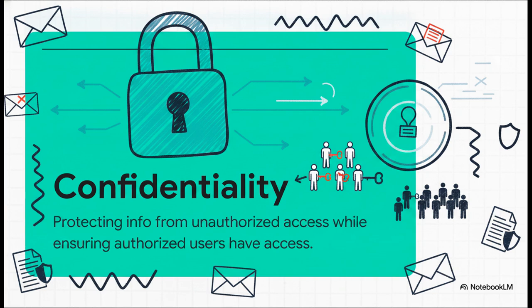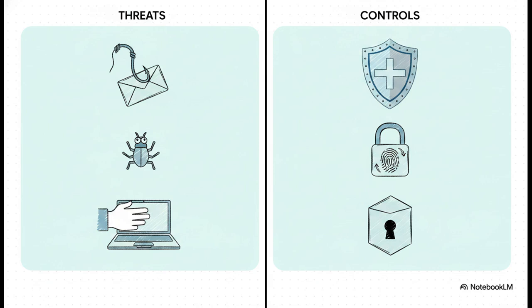Let's start with the C in the triad, confidentiality. This is all about protecting information from unauthorized access, disclosure, copying, or distribution, while still making sure authorized users can actually get to it. We're talking about keeping highly sensitive data, stuff like medical records, military intelligence, and trade secrets, strictly private. Because a breach in confidentiality doesn't just mean a secret got out. No, it can lead to devastating identity theft, massive financial loss, or even profoundly compromised national security. It is essentially a constant battle between threats and controls.